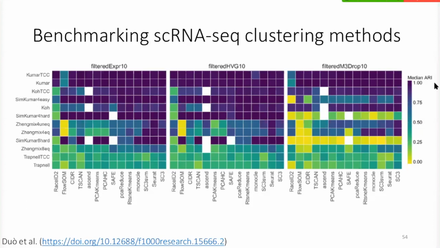T-scan is, because I mentioned at the beginning, you will do something with k-means on TSNE space. I think T-scan is one of those methods. So you see, it's not too bad, but in some cases, it's still doing worse than these methods, for instance.